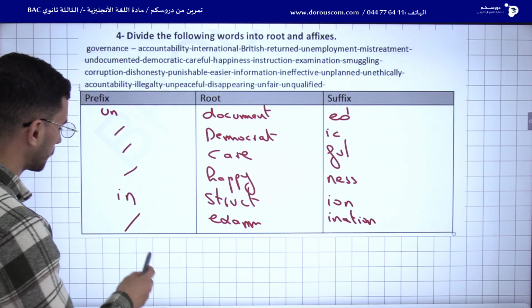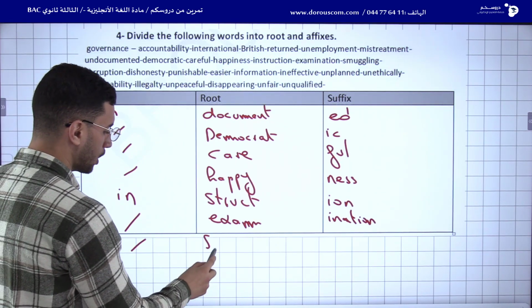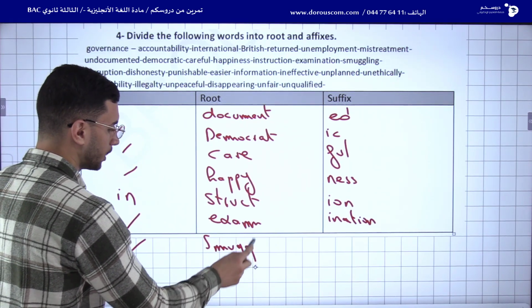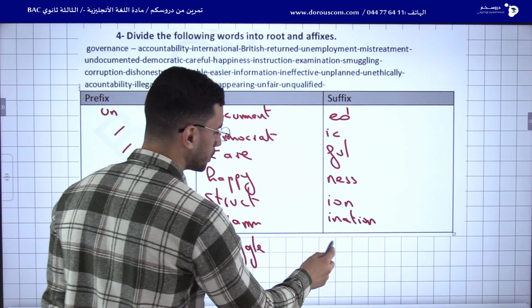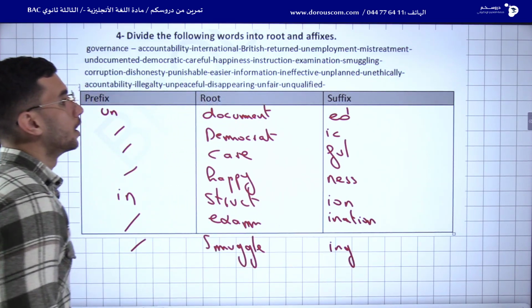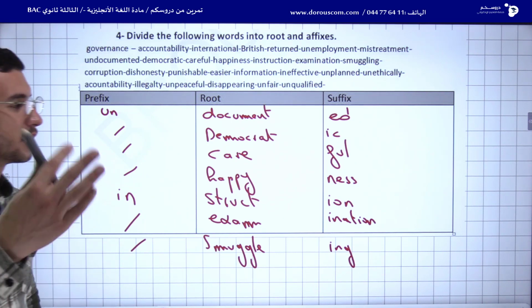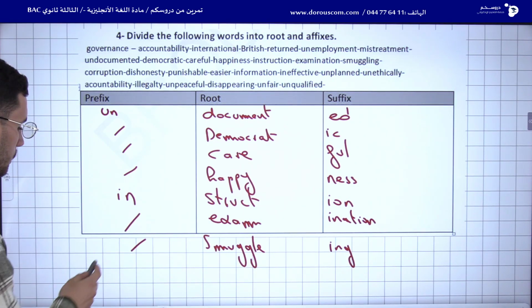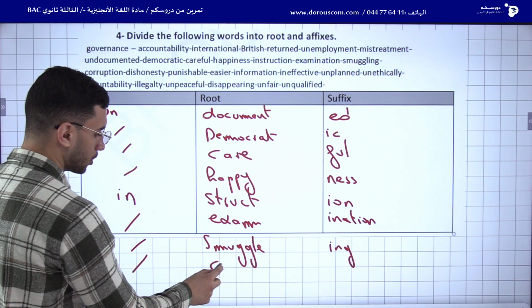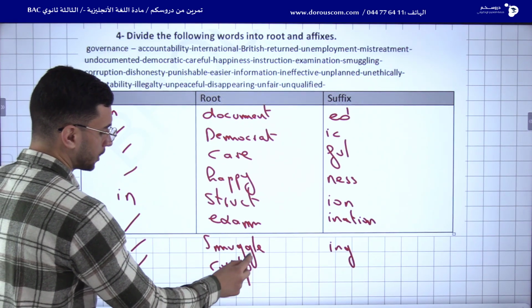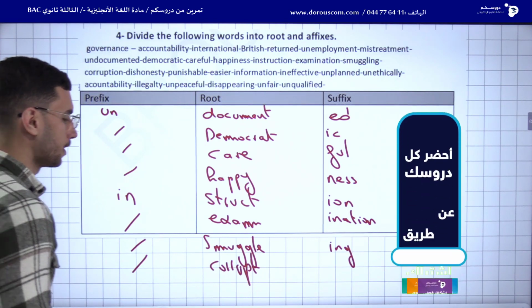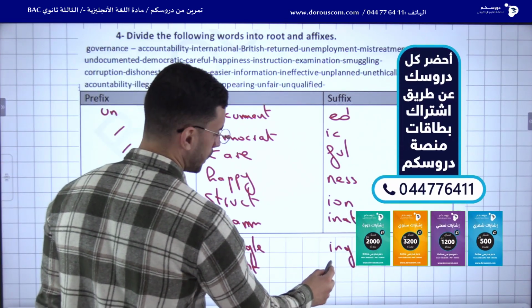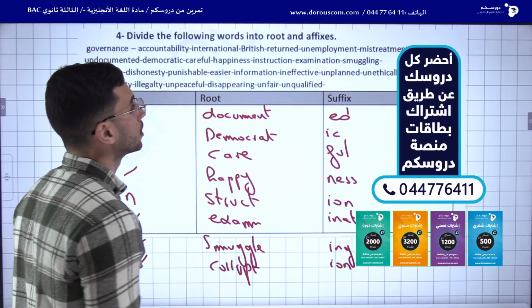Great. Smuggling also has no prefix. The root is smuggle, and it is a verb. ing is the suffix that forms a gerund, adjective or noun. Yes, we have corruption. No prefix. The root is corrupt, and it is an adjective. Okay, and we have ion as a suffix.